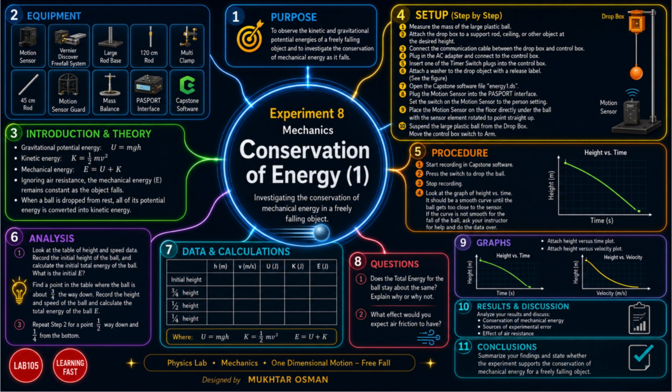To observe the kinetic and gravitational potential energies of a freely falling object and to investigate the conservation of mechanical energy as it falls.